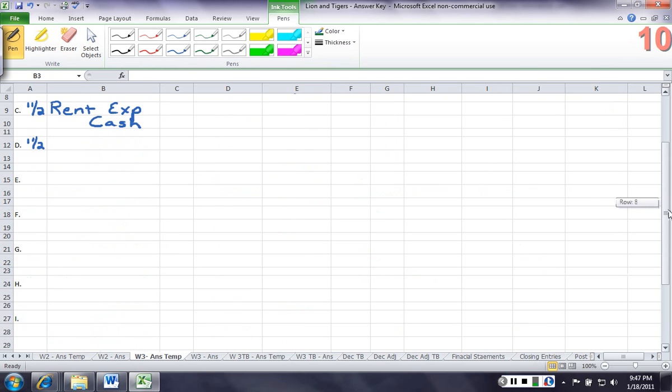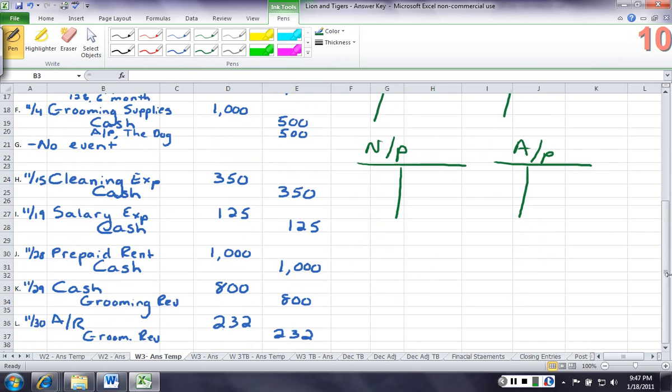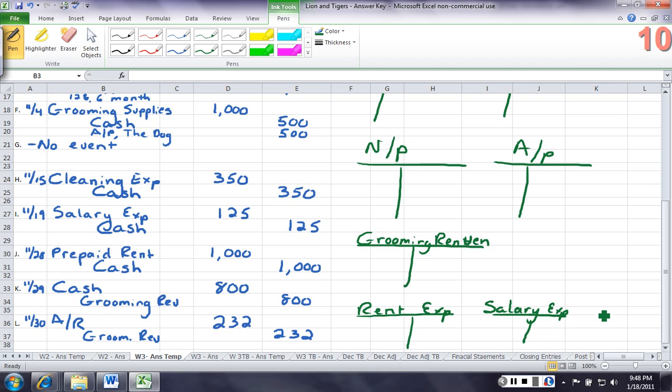Then we're going to scroll down a little bit more, and we're going to have some grooming revenue, some rent expense, some salary expense, and some cleaning expense. See if we can get this all on here.